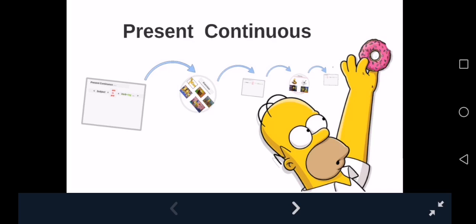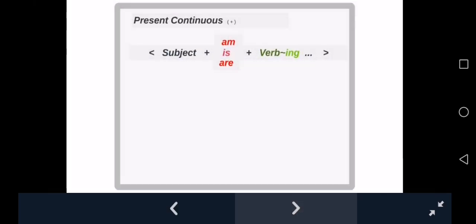Hello students, today we are going to talk about present continuous and its uses. So let's start with how we form sentences. First, we have to use the subject, then the verb to be, plus a verb with ing. This is the common structure that we use in order to form present continuous sentences.